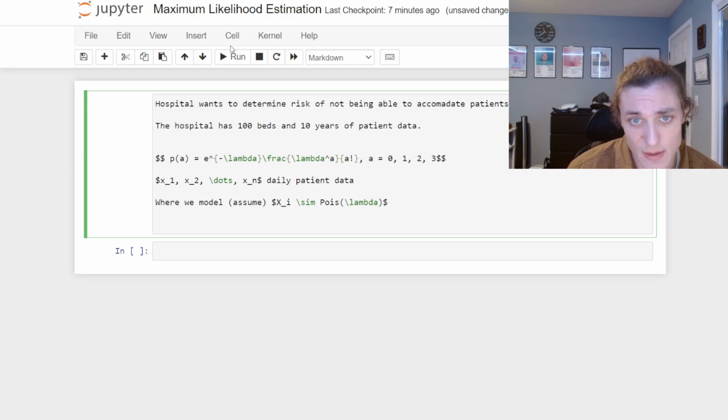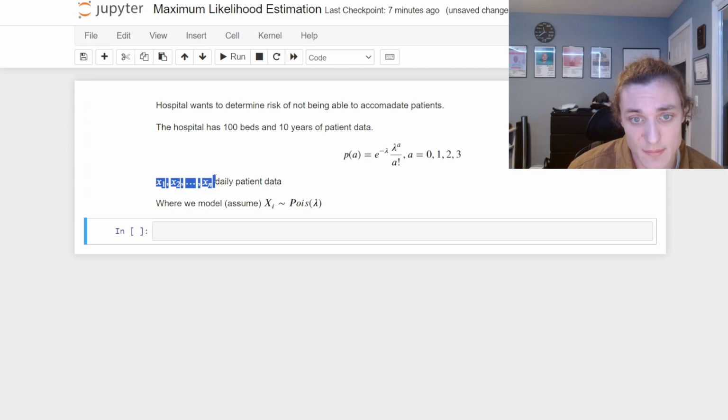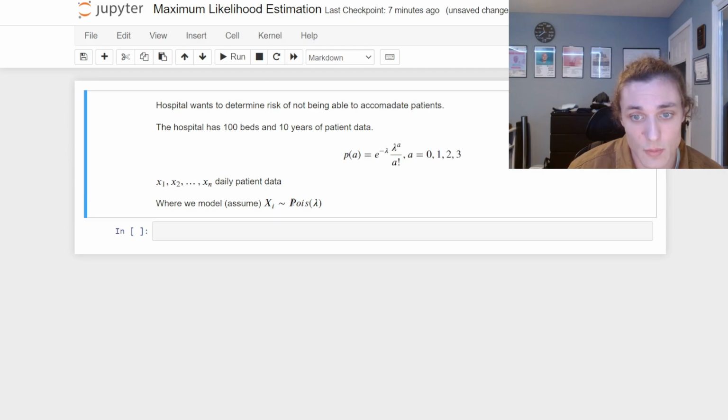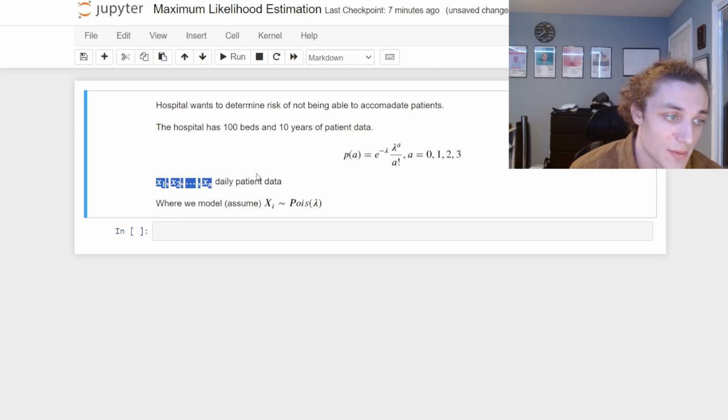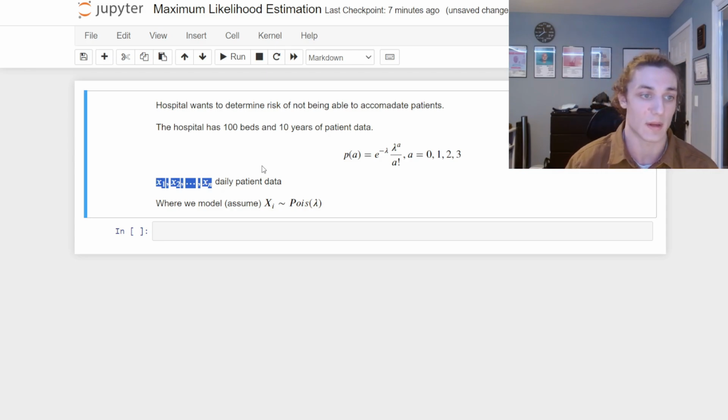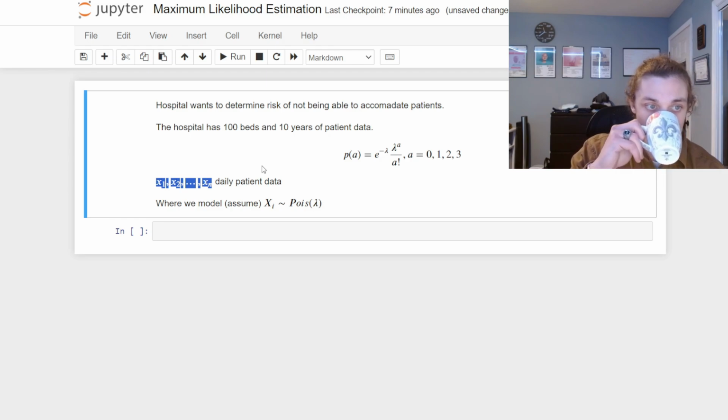So the idea here is we have some data that's realized from what we assume to be a Poisson distribution, and we want to pick a lambda. Well, what lambda should we pick? What if we chose the lambda that yields the highest likelihood of having observed this data over the past 10 years? It's quite a concept. That's exactly what maximum likelihood estimation is all about.